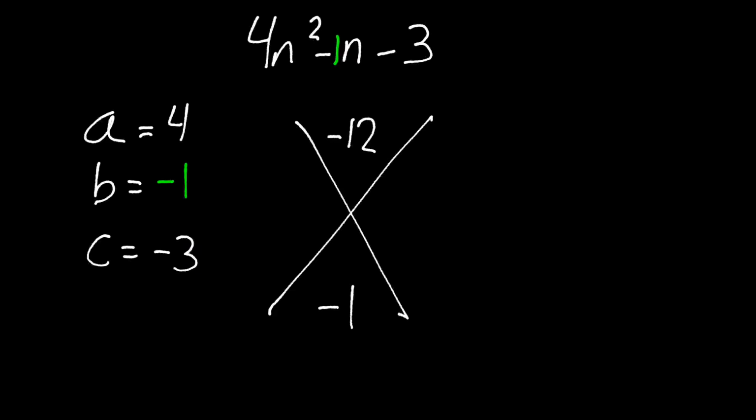Why don't you pause the video and see if you can come up with the correct combination. Did you do it? Did you come up with a -4 and a +3? If so, nice job, you got it. Now, take your -4 and 3, put them into your parentheses, and remember to use n as your variable, since these are in terms of n. I have n minus 4 and n plus 3.